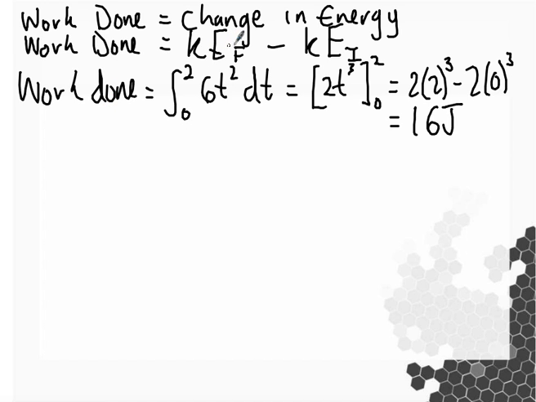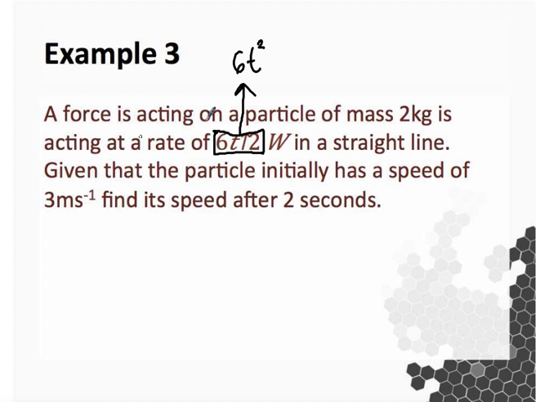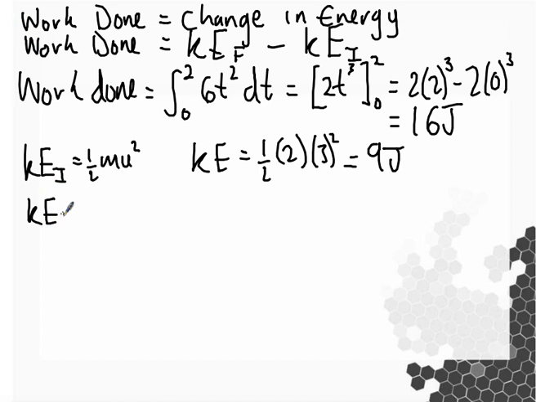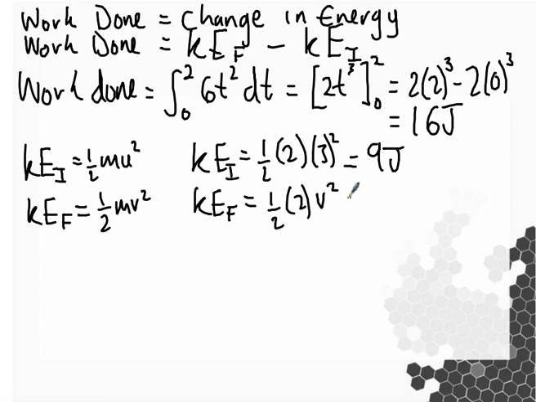Now I don't know anything about the final energy, but I'm trying to find that final velocity, so we're going to use that final energy to find that final velocity. The initial kinetic energy equals a half m u squared because it's initial velocity. The initial velocity has a speed of 3 meters a second. So initially we get a half times the mass, which was 2, times 3 squared, which equals 9 joules. If we were to find the final kinetic energy, I'd have a half m v squared, so the final kinetic energy is a half times 2 times v squared, which equals v squared.